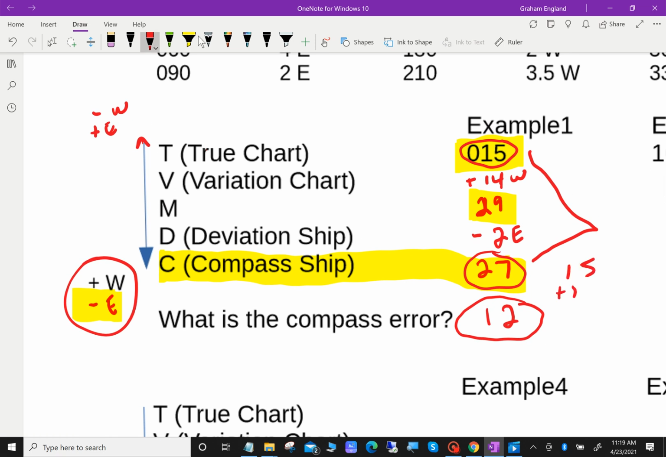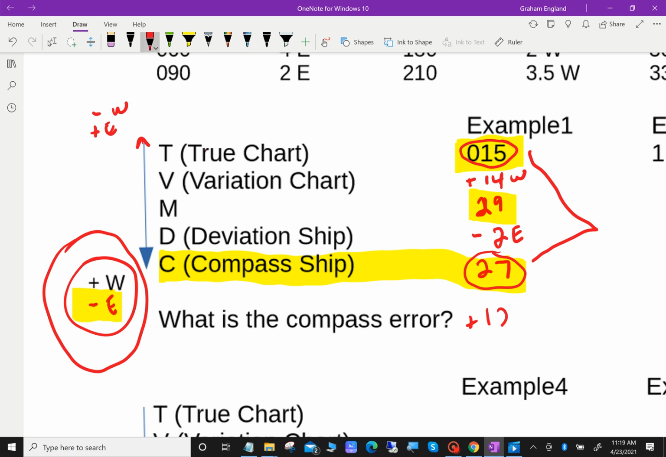15 plus my compass error is 27. That's correct. So I'm adding it. We look over at our cheat sheet and we see, oh, when you add something, it's west. So my compass error is 12 west.